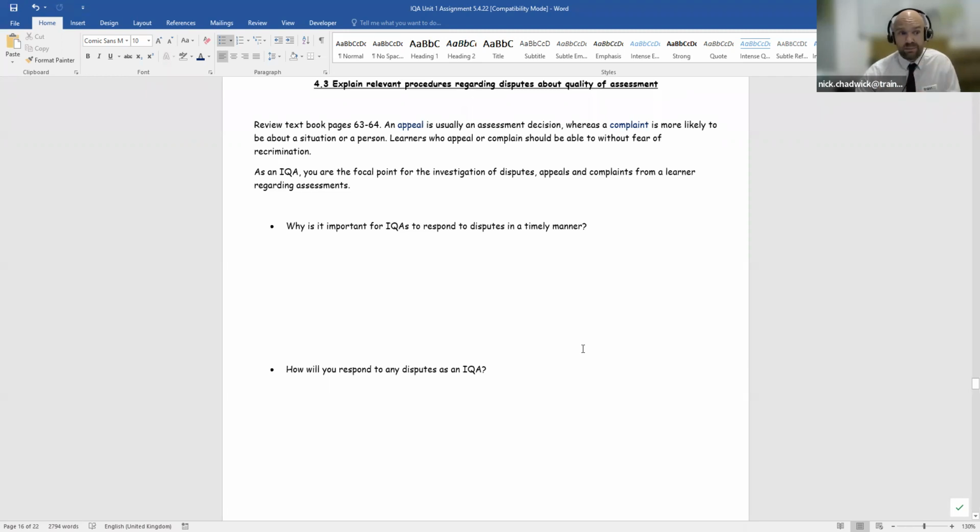Most disputes and appeals can often be resolved with you stepping in as an IQA. It might be that a learner has misinterpreted a question or a decision, and they just need someone else to step in and talk them through it and explain why the assessor has made that decision. And that's a good hallmark of an IQA. Okay.